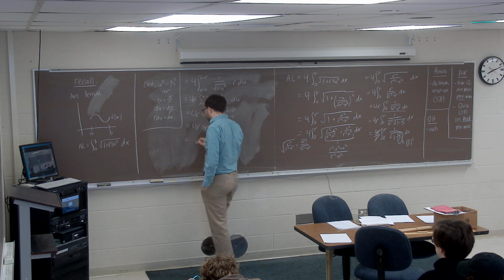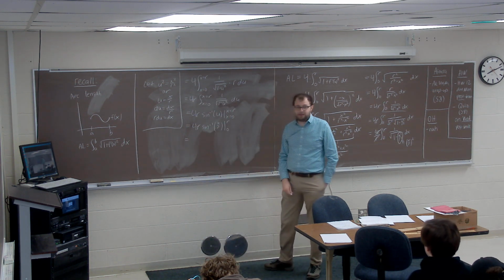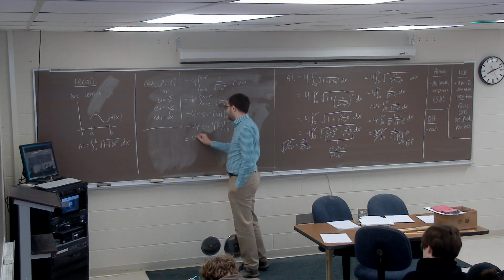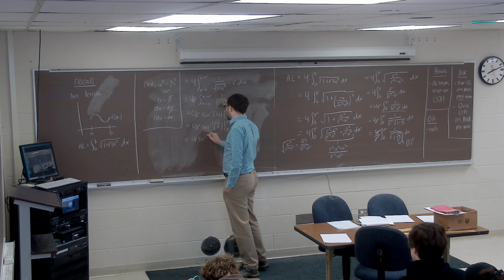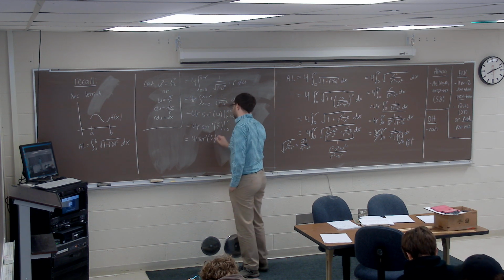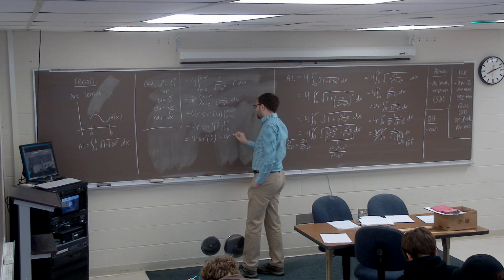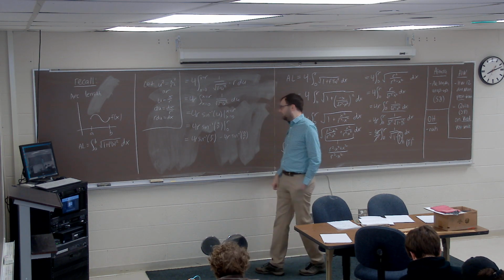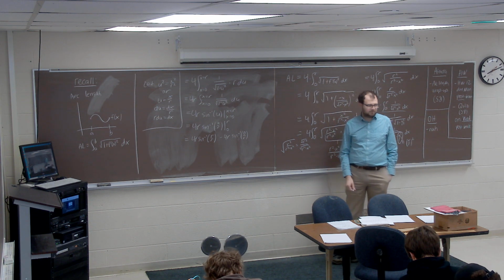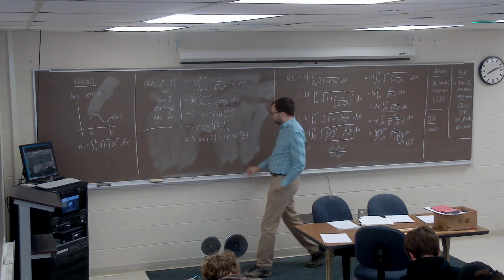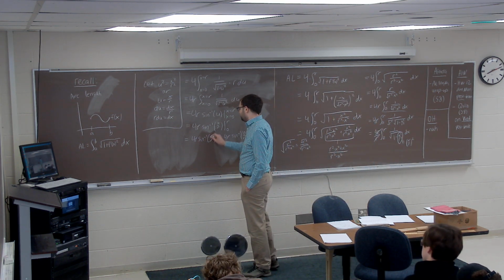Alrighty, so now all that's left is to plug in our bounds, which will give us 4r inverse sine of r over r minus 4r inverse sine of 0 over r. Now, r over r just comes out to 1.